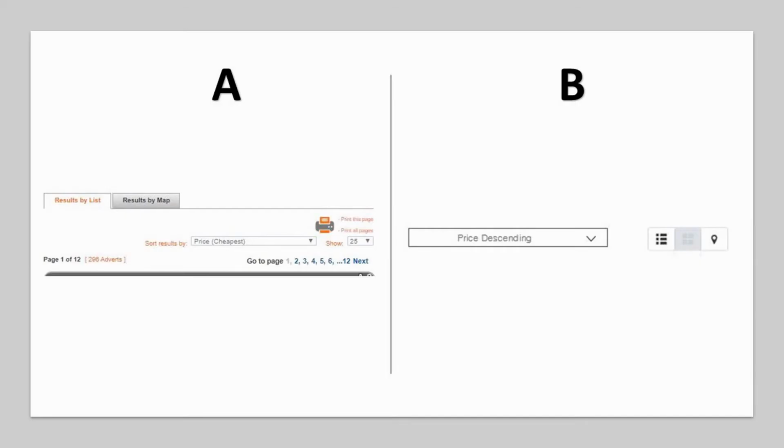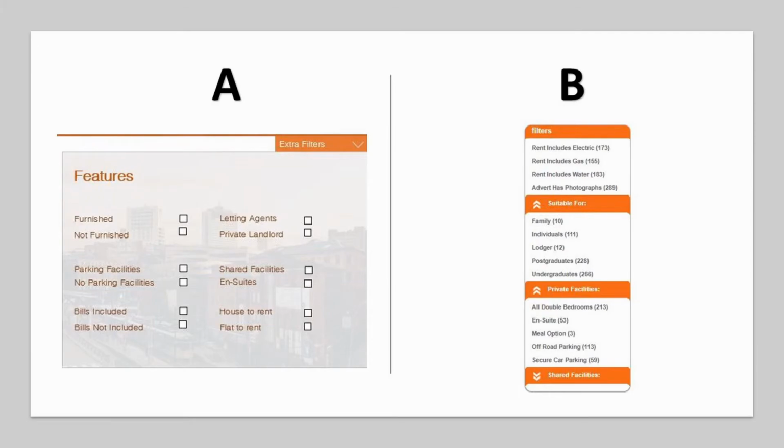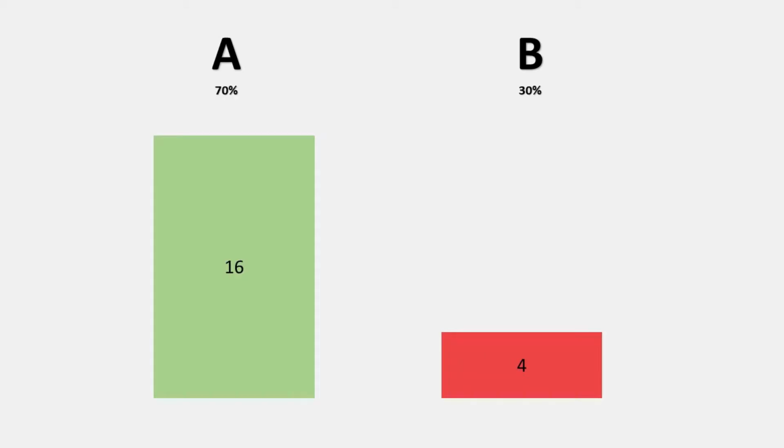The fourth test focuses on the features allowing the user to change their results view. B is the new design I have proposed. 75% of 20 respondents favoured the new design proposed, a subtle feature allowing the user to choose how they view the listings. The fifth test focuses on the extra filters feature, with A being the new design. 70% of participants preferred the new design over the old.